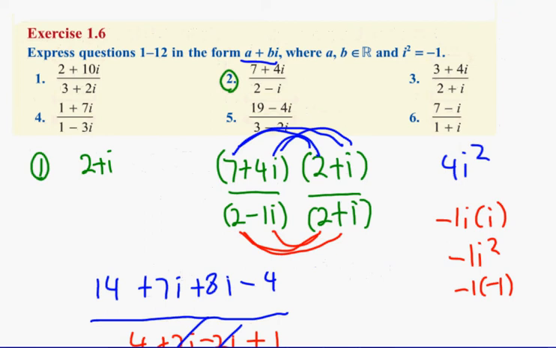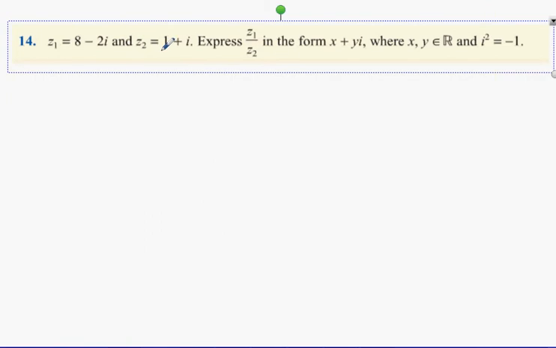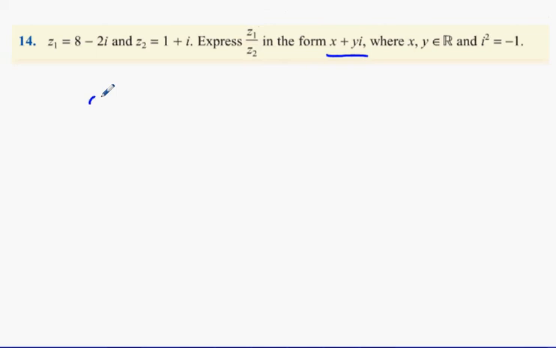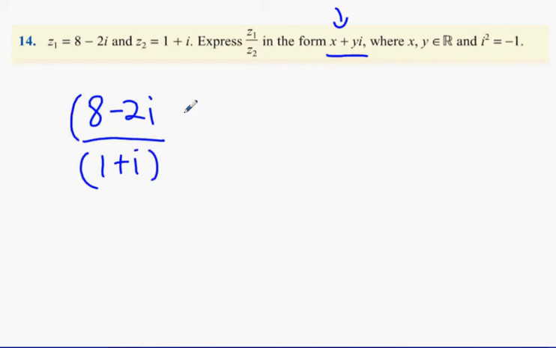A plus bi. Now, look at number 14 as an example. It says, express Z1 over Z2 as x plus yi. So Z1 is 8 minus 2i, and Z2 is 1 plus i. It wants the answer as a complex number, so I'm not allowed i's on the bottom. Can anybody remember what we did in the last question? Get the conjugate of the bottom, which is 1 minus i. Then multiply top and bottom by 1 minus i.